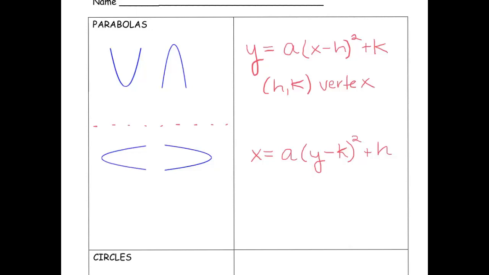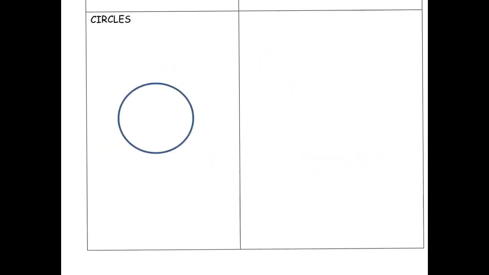Let's move on to a new conic section. So here we are with the circle. So take a look at the circle. We know that a circle has a center and it has a radius. So the equation of a circle is going to have to show both of those pieces of information.